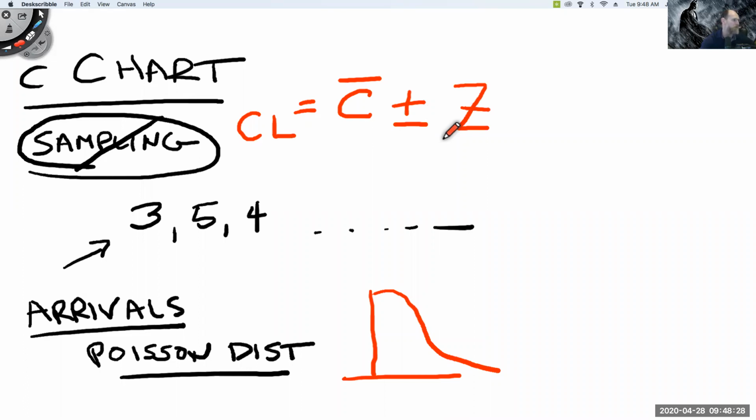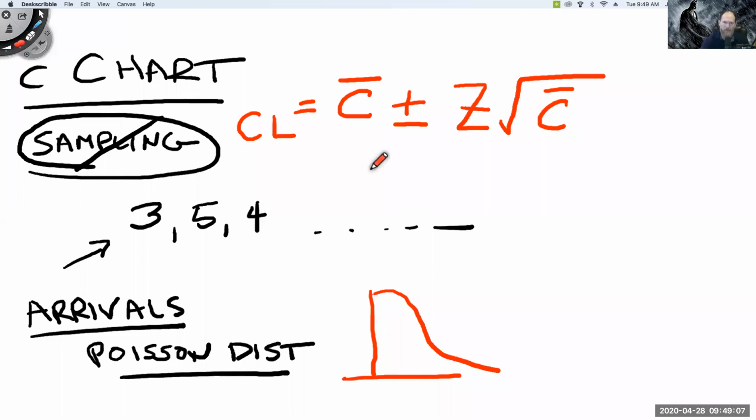And what's interesting about this is, on the Poisson distribution, the standard deviation of this curve is actually the square root of the mean. So this is our formula for control chart for a C chart. It's actually quite simple. We just need to know Z. We only have to figure out one piece of data, and that's C bar, the average of these.